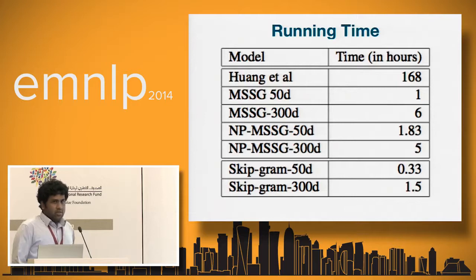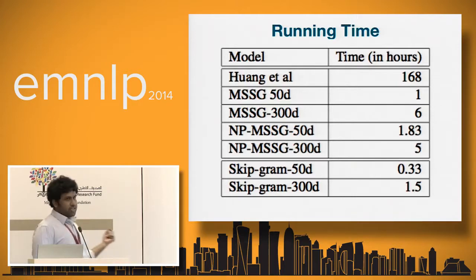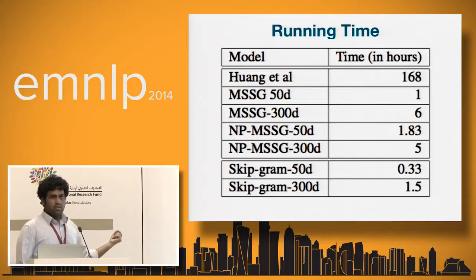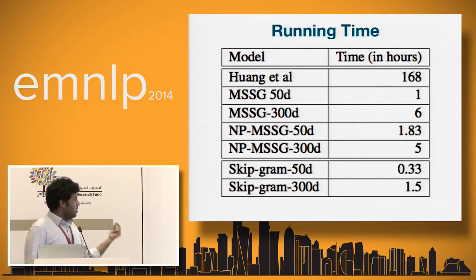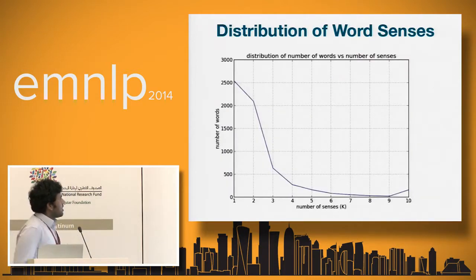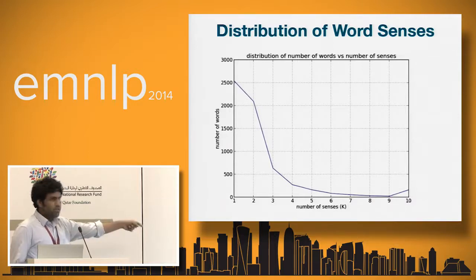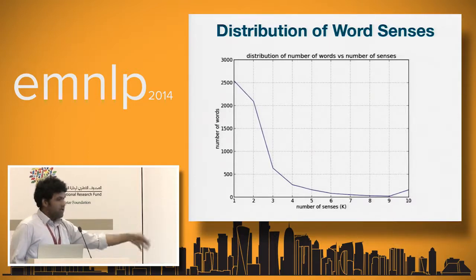First, some running time results. The baseline model takes a week to learn multiple embeddings for 6,000 words. You can see our model's running time is comparable to skipgram. So even though we learn multiple embeddings, it's probably 4 times longer, but we can train multiple embeddings in about 6 hours on 1 billion tokens. This is the number of word senses that are learned by the non-parametric model. You can see it's reasonable because a lot of words have 1 or 2 senses, and very few words have 9 or 10 senses.